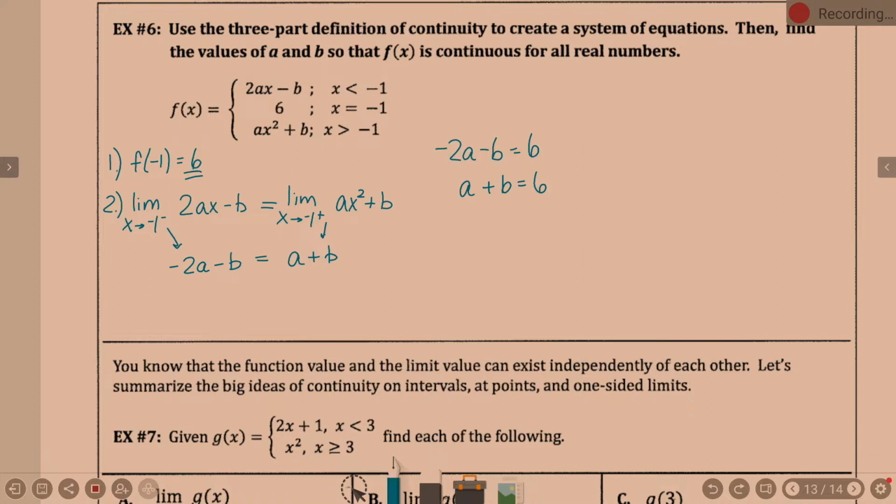Okay. My algebra skills automatically tell me to eliminate. I don't know what your algebra skills do. Maybe they tell you to substitute. I don't know. I'm an eliminate girl. -2a plus a is -a. -b plus b cancels. 6 plus 6 is 12. And so a is -12.